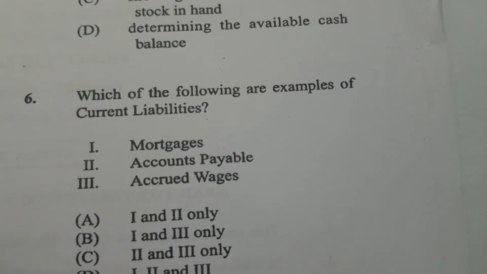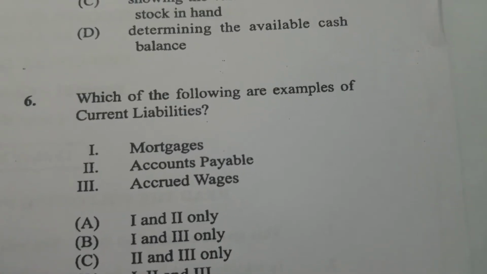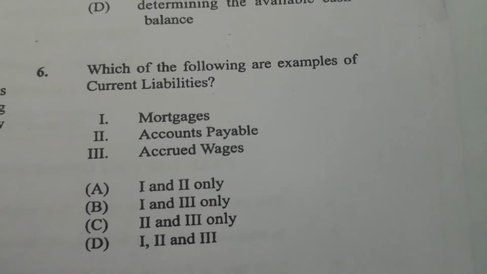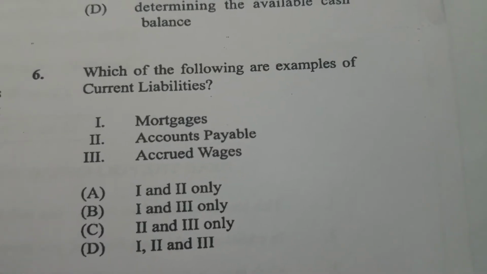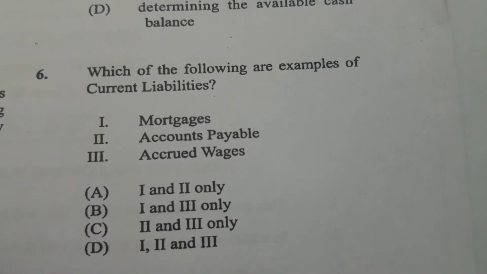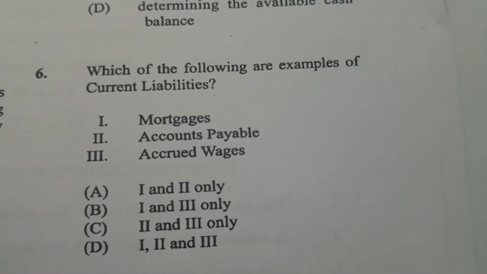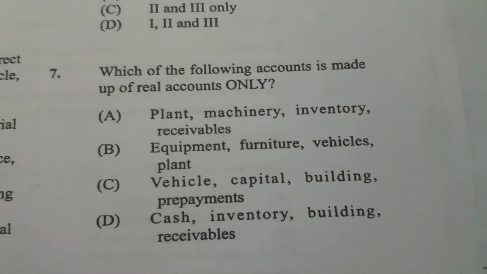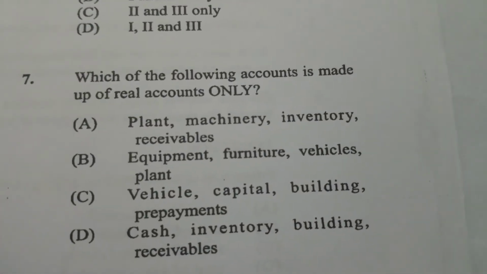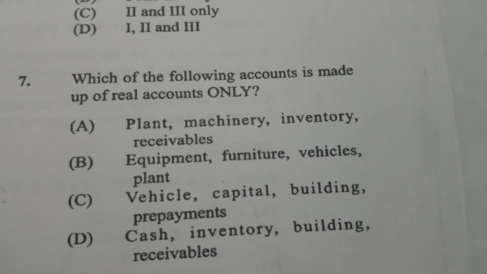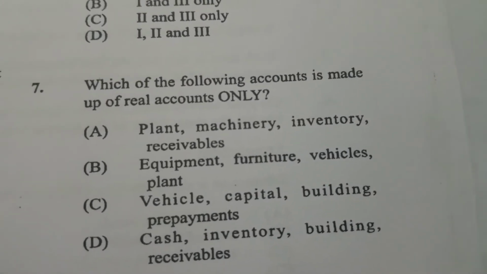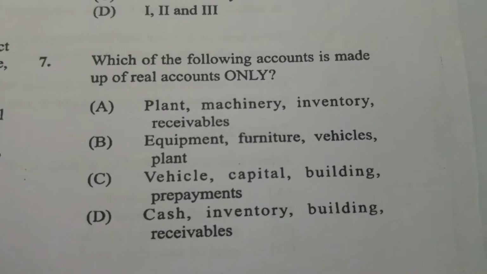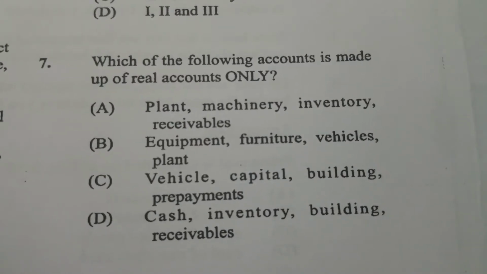Item 6. Which of the following are examples of current liabilities? And our answer is C, accounts payable and accrued wages. Item 7. Which of the following accounts is made up of real accounts only? And our answer is B, equipment, furniture, motor vehicles, and plant.